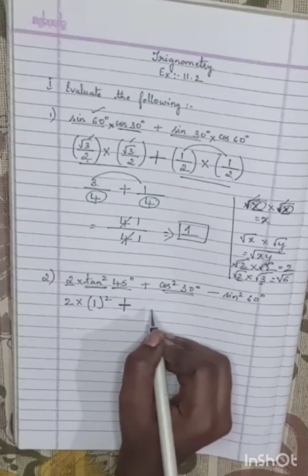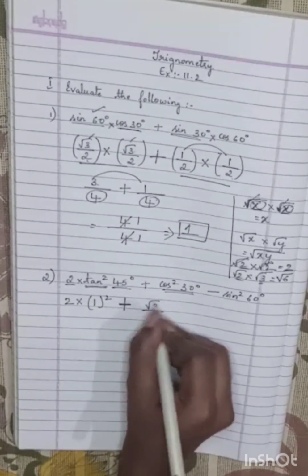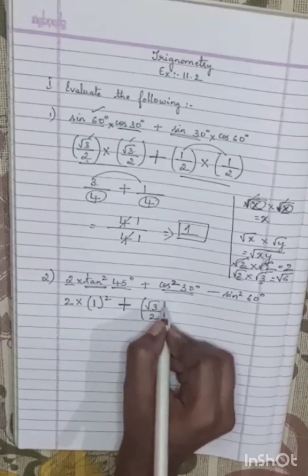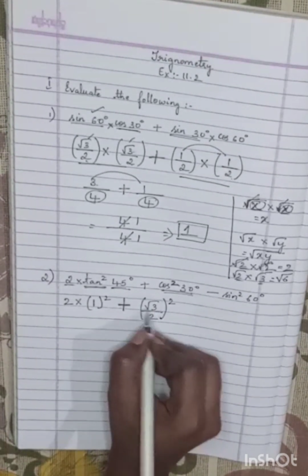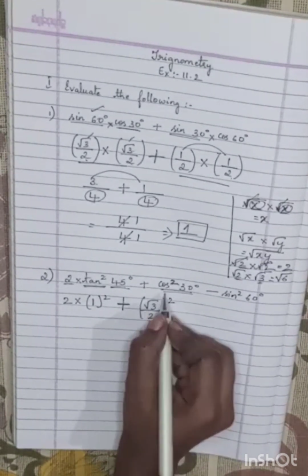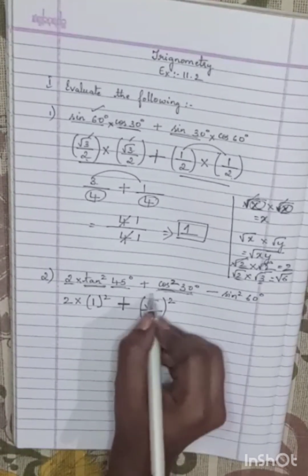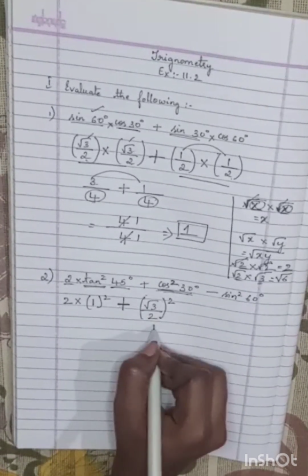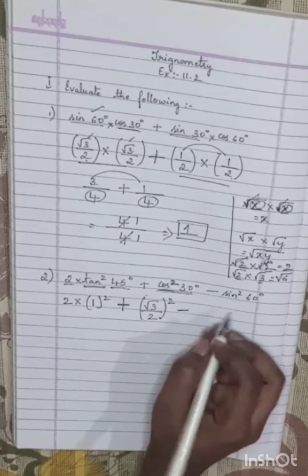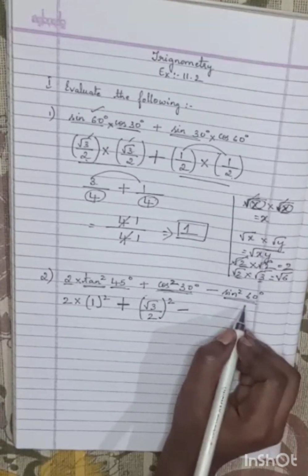Cos 30 value is root 3 by 2. Root is only for 3. So root 3 by 2. This square will be put for the whole thing. You should put whole square, not only for root 3. They are saying cos 30 degree square. So we'll write first the value of cos 30. For the whole value of cos 30 degree, we'll put the square. Minus, this minus sin square 60 degree. So first we'll write down what is sin 60 value.